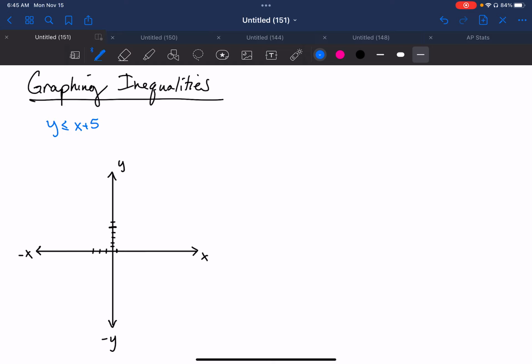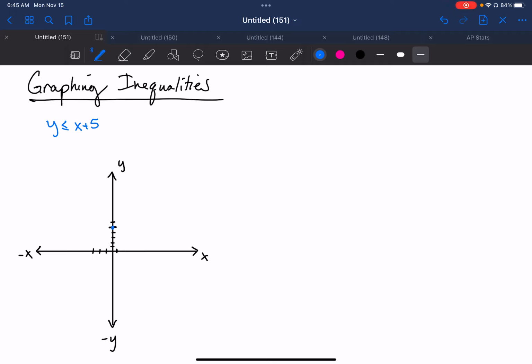Now, we're looking at this thing. We want to graph it. Pretend like this is just equals to start. Since there is an equals sign here, that means we're going to be graphing a solid line. So just treat this like a regular line that you graph. And I'm going to go pretty fast through this, so if you need me to slow down, come into class and we can talk about it.